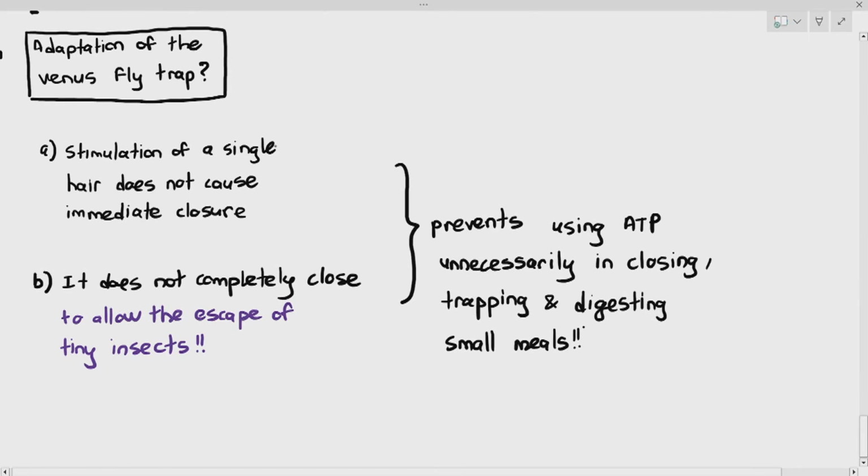So we have covered the electrical communication aspect of the plant pertaining to the Venus flytrap. And in the last video for this chapter, we are going to be looking at the chemical or hormonal communication in plants.